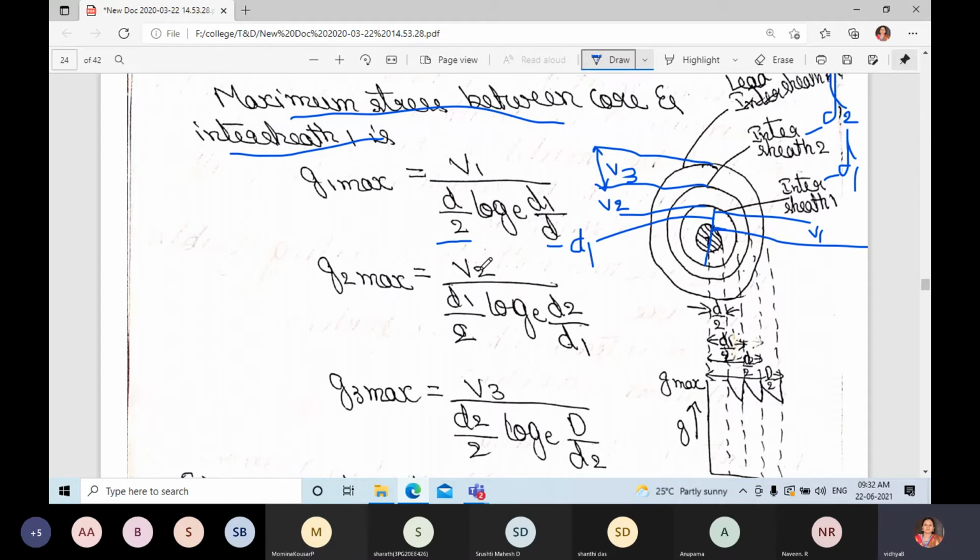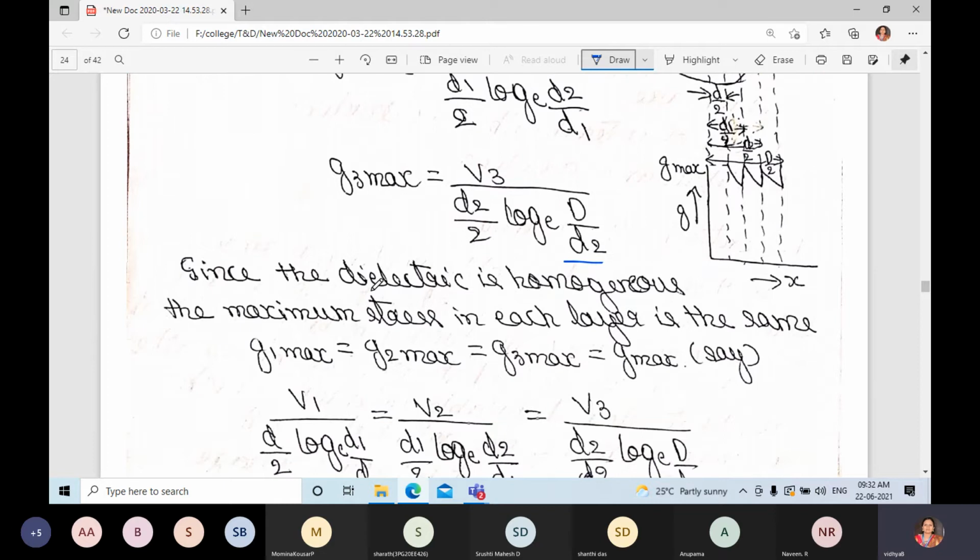So what can we write as the equation? V2 divided by d1 by 2 log e, the second layer between these two layers, right? So d2 divided by d1. G3 max is equal to, similarly, the next is the intersheath 2 and lead sheath, we are considering d2 and d3. The first layer is d2, so d2 divided by 2 log e capital D. The overall diameter, the lead sheath diameter, is capital D, not d3, capital D. So capital D divided by small d2.